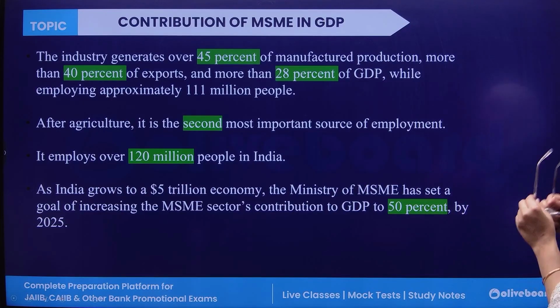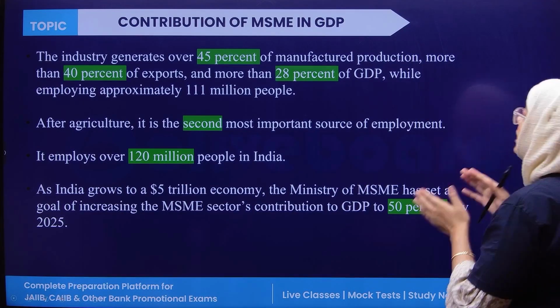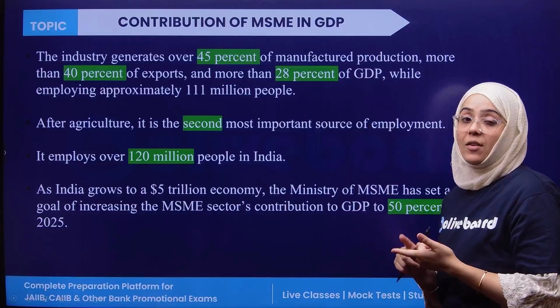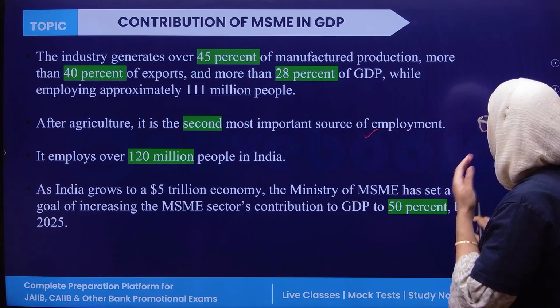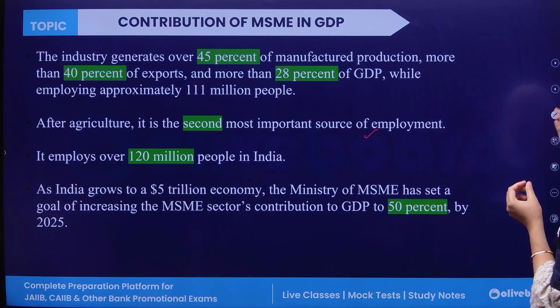Okay. So I was telling you that in terms of GDP contribution and in terms of employment, it is the second most contributing sector in both the things, right?